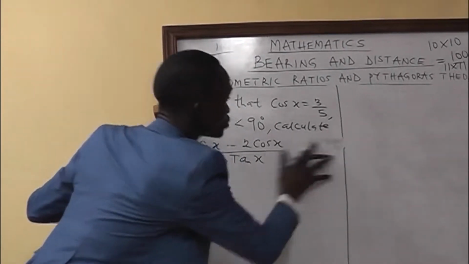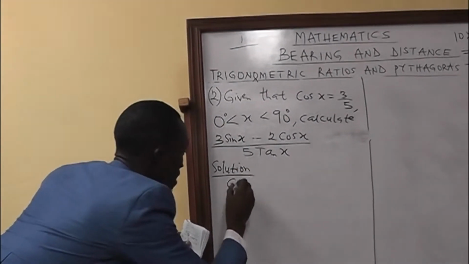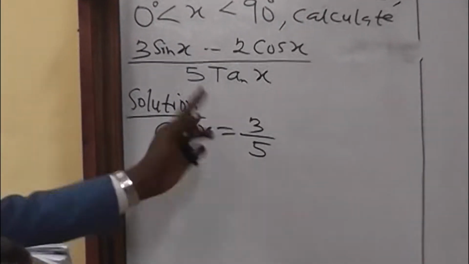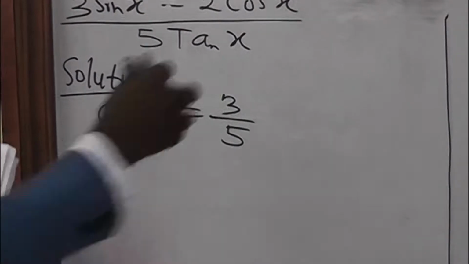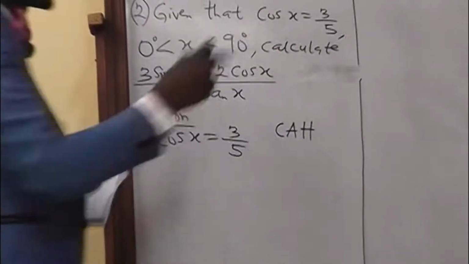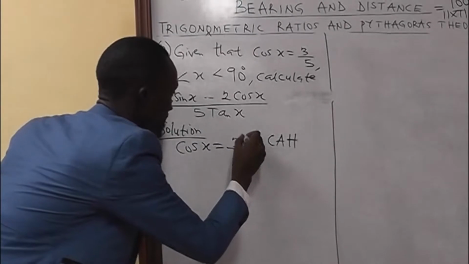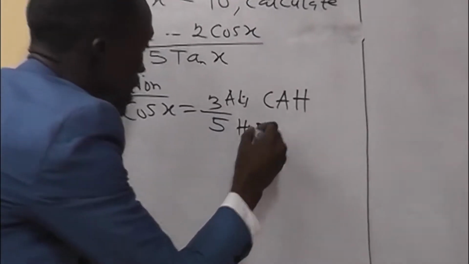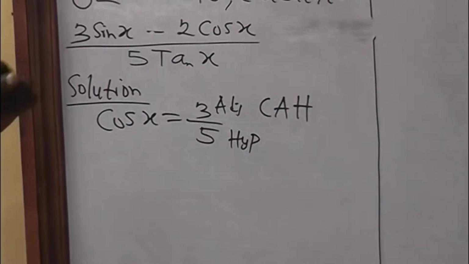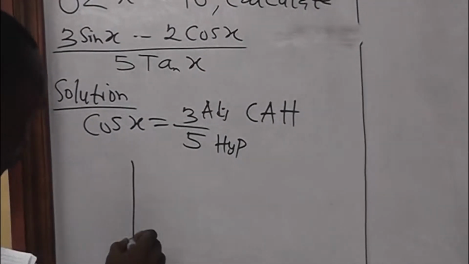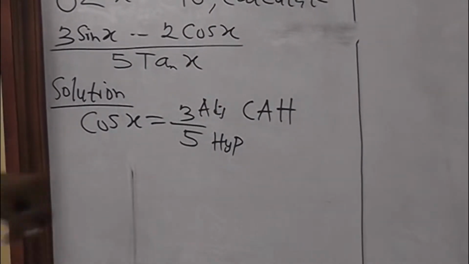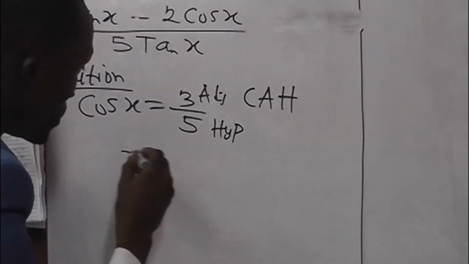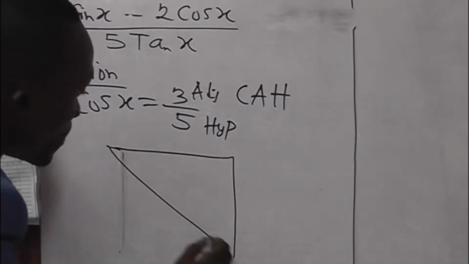So if you now go to what the question is asking us, the first thing we have there is that cos x is equal to 3/5. Now we interpret this again. What is cosine? From CAH. So A is adjacent, which means 3 is adjacent and 5 is hypotenuse. Now after getting that, the next thing we do is to draw our right angle triangle. But this time around, I will draw the right angle triangle in an unfamiliar way. I will draw it in the slant form.